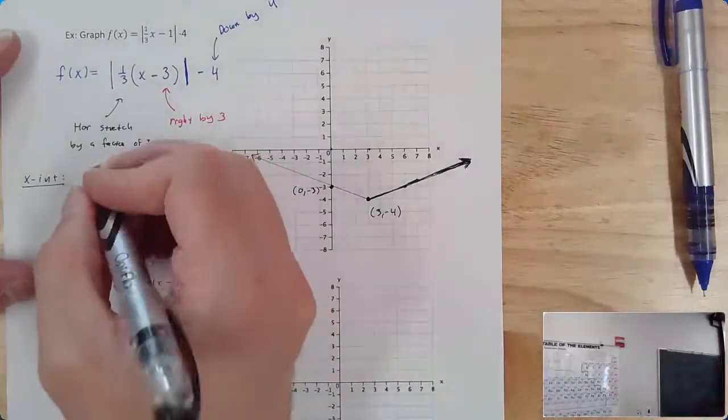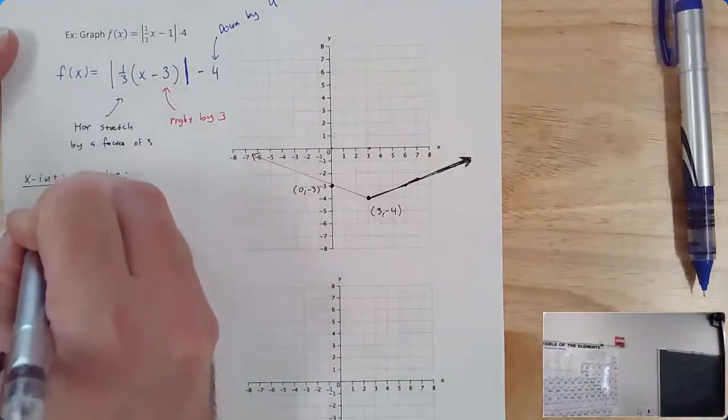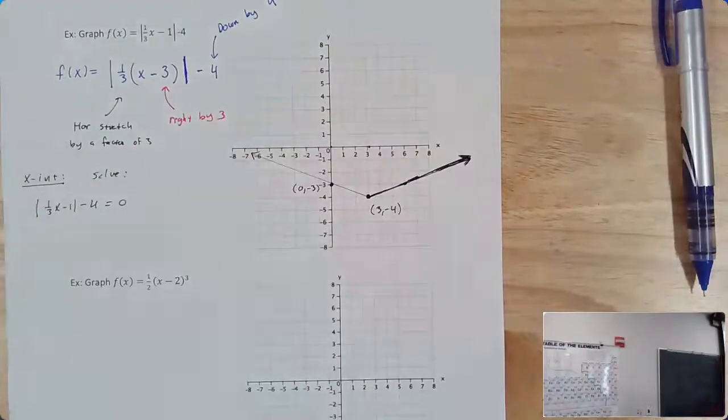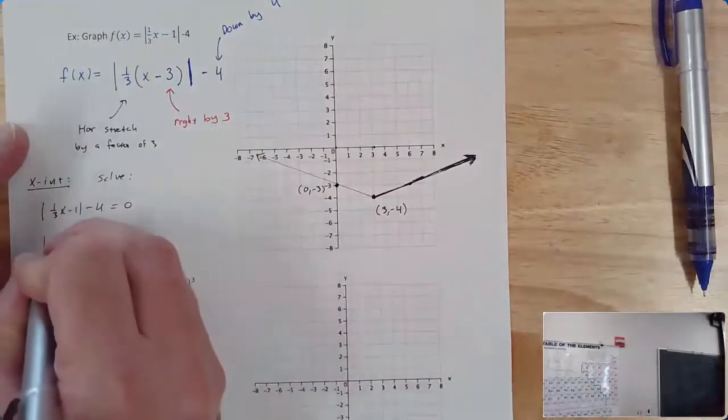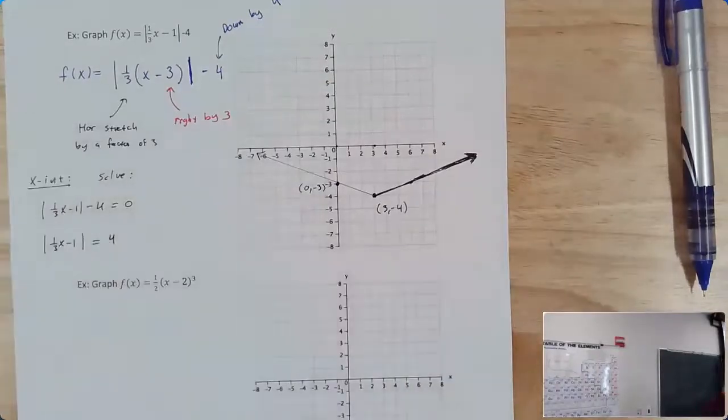So if we set y equal to 0, we're going to be solving the absolute value of 1/3 x - 1, minus 4, equal to 0. I know we haven't really talked about this, but whenever you solve an absolute value equation, you always want to isolate the absolute value thing. So you have the absolute value of 1/3 times x - 1 equal to +4. So if I take the absolute value of 4, I get 4. So I want the inside to equal 4, or I want the inside to equal -4, because the absolute value of -4 is also equal to 4.